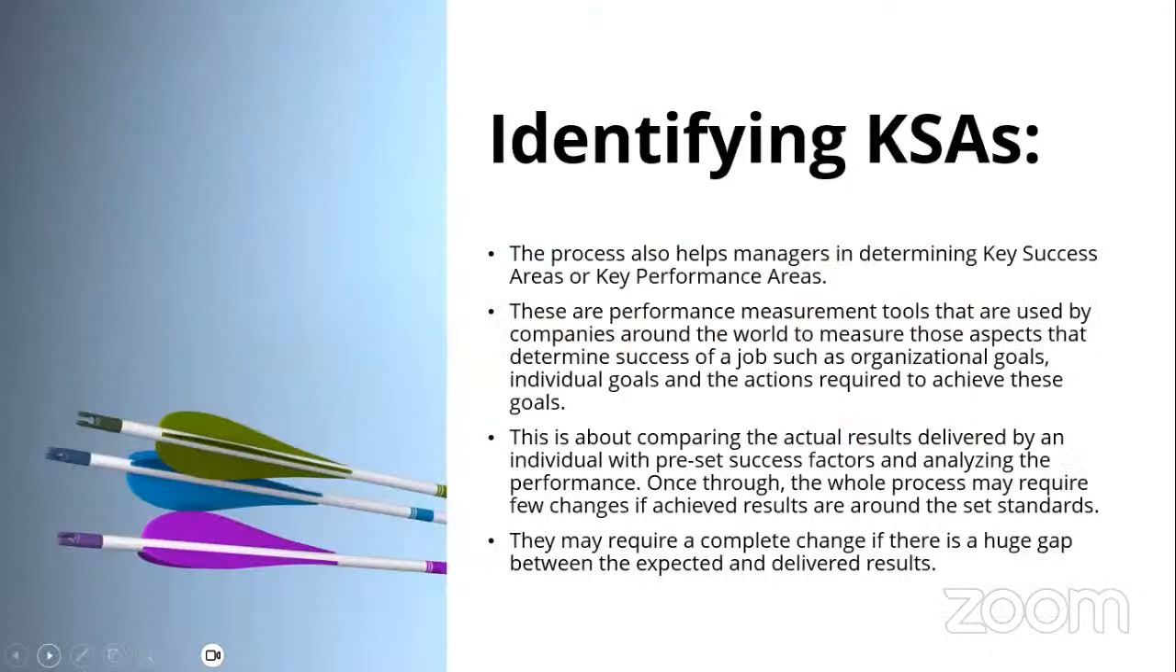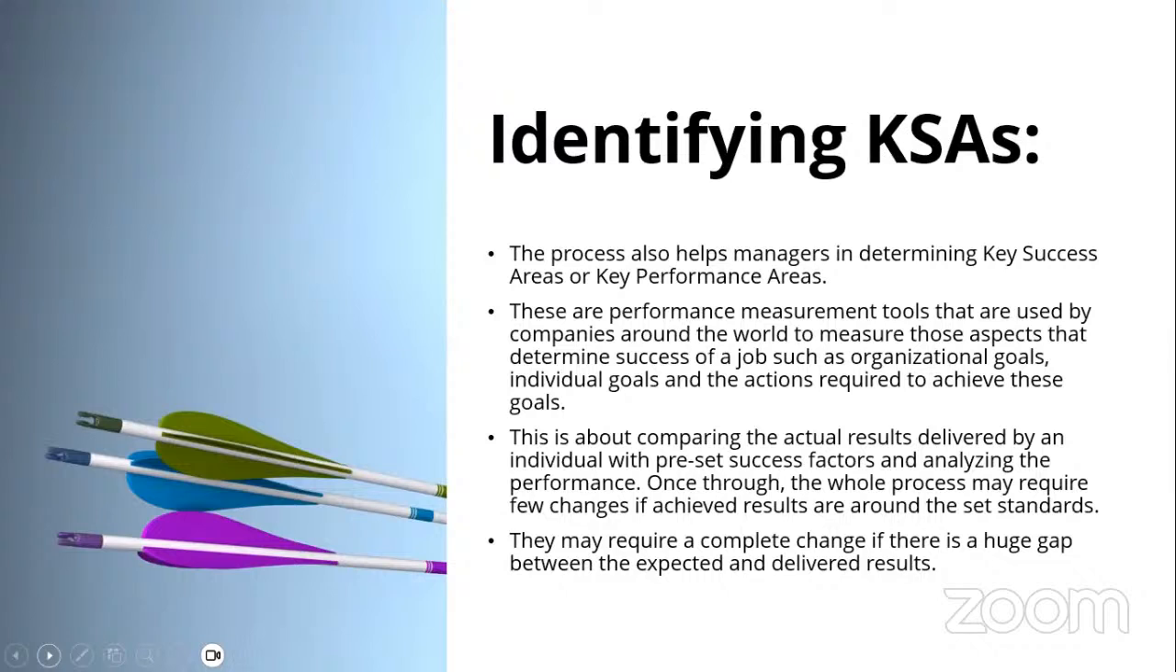So let's look at identifying the key success area or key performance area. The process also helps managers in determining the key success area or key performance area. These are performance measurement tools that are used by companies around the world to measure those aspects that determine success of a job, such as organizational goals, individual goals, and the action required to achieve these goals.